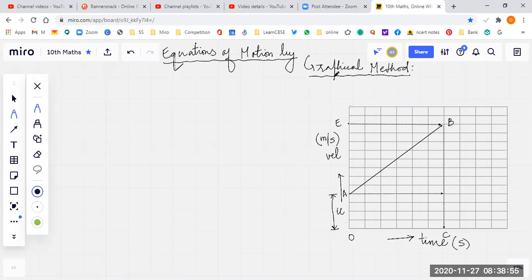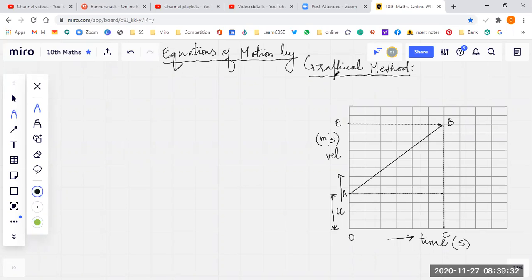Because this distance on the y-axis is a measure of velocity, and this distance on the x-axis is a measure of time. On the x-axis, I am having time. On the y-axis, I am having velocity. The unit of velocity is meter per second. Now AB is the graph of the body. The initial point is A. It started from point A and it has reached point B.